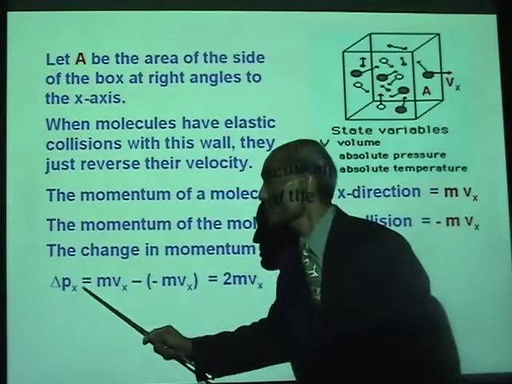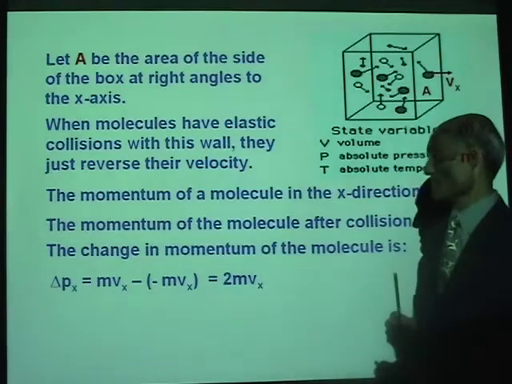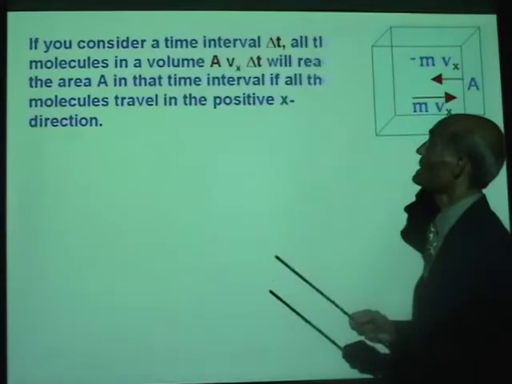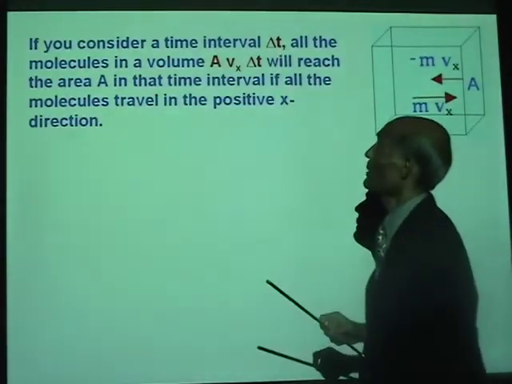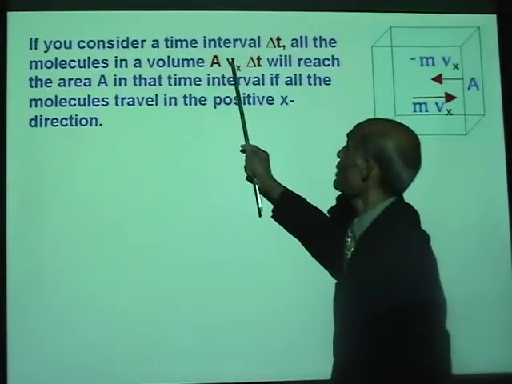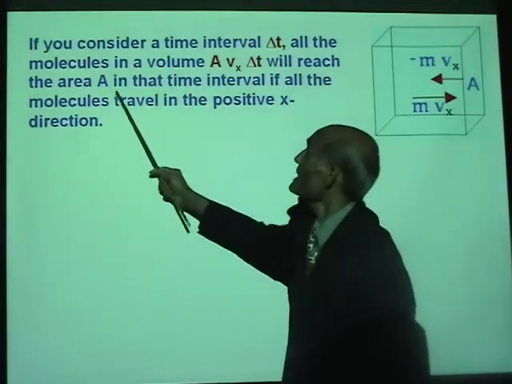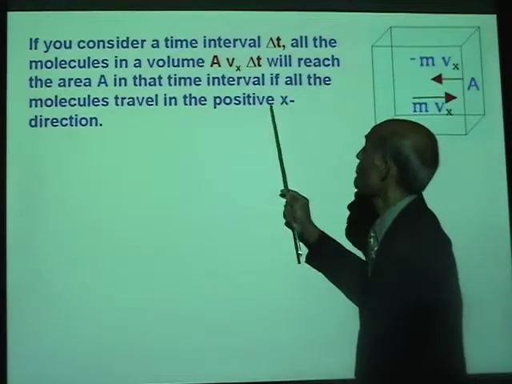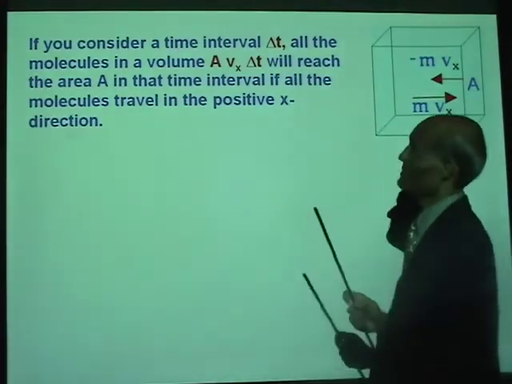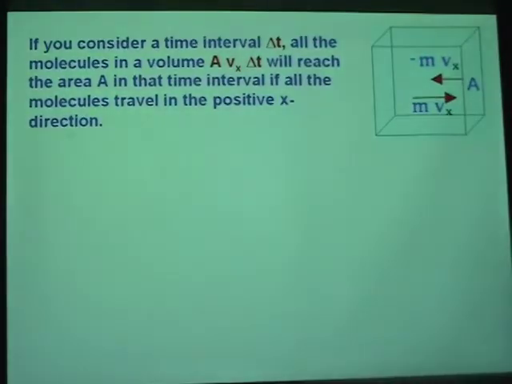And look at the way I represent the change in momentum, delta px. So, change in momentum is 2mvx. Is that right? If you consider a time interval delta t, all the molecules in the volume A Vx delta t will reach the area in that time interval if all the molecules travel in the positive x direction. Well, did you understand that? Let me see if I can make it clear to you.